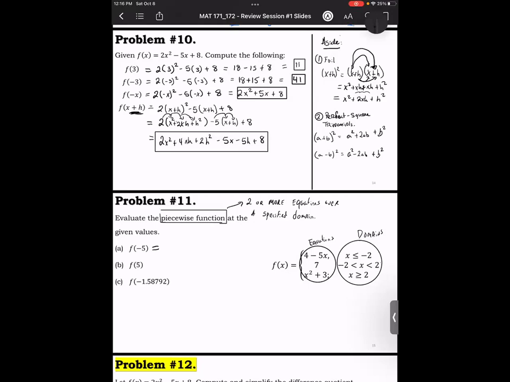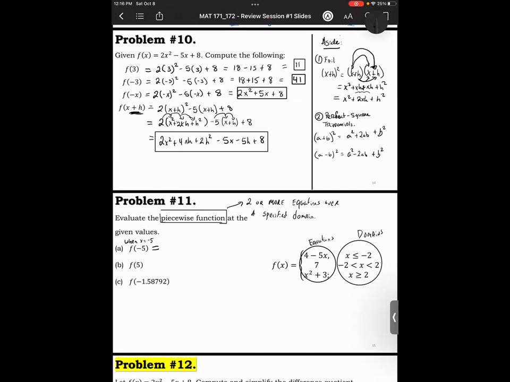I'll write it out here. When x is equal to -5, we have to compute f of -5, right? So my question is this. Look at your domains. There are 3 of them. Which one of the domains, when I plug -5 in for x, is true? The first domain, the second, or the third? You should be able to read inequalities.